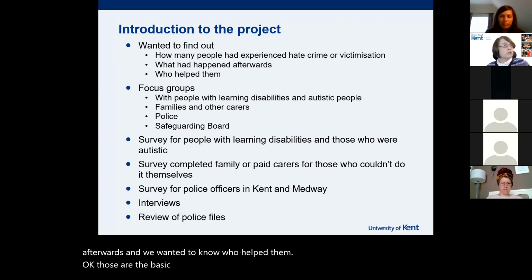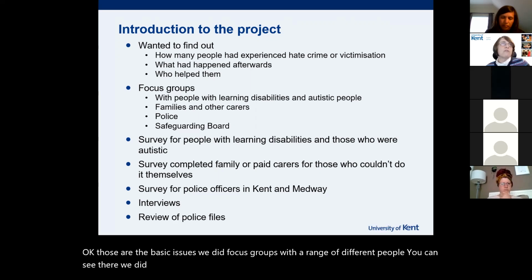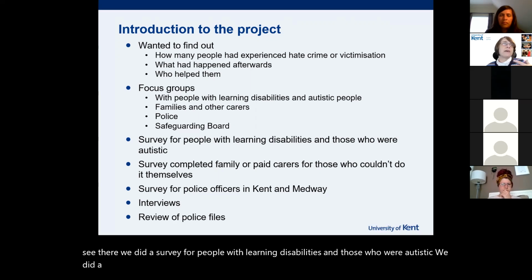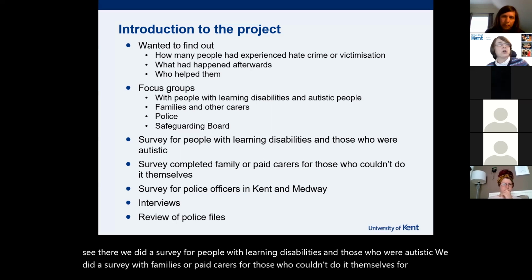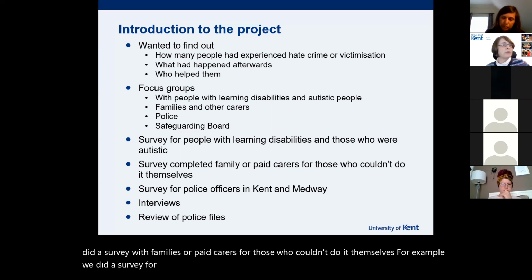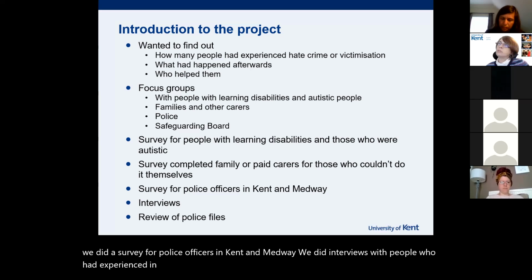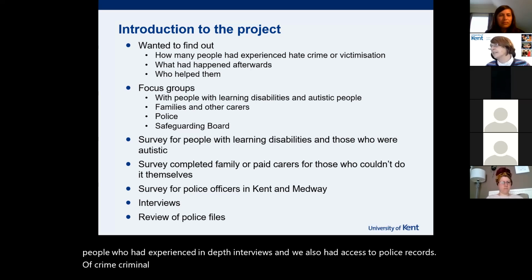We did focus groups with a range of different people you can see there. We did a survey for people with learning disabilities and those who were autistic. We did a survey with families or paid carers for those who couldn't do it themselves, for example. We did a survey for police officers in Kent and Medway. We did in-depth interviews with people who had experienced this. And we also had access to police records of criminal offences and looked at the incidences and what happened to people and how things were processed.